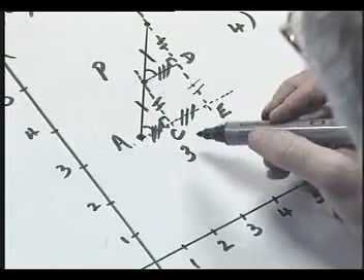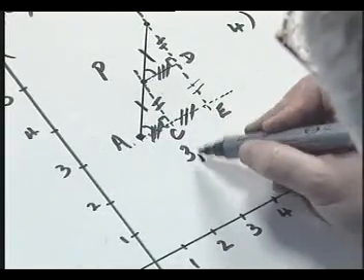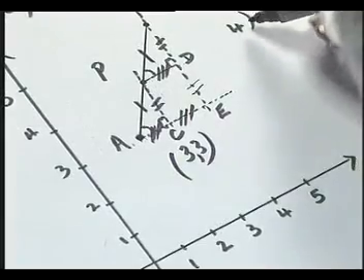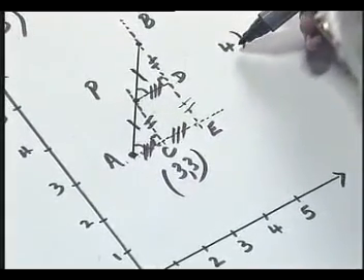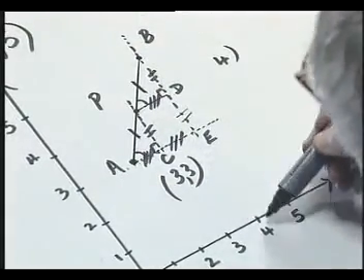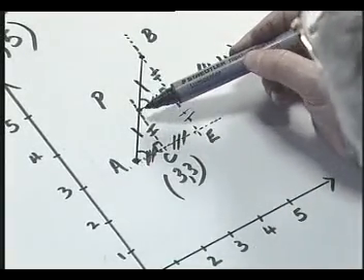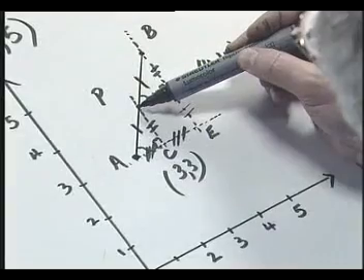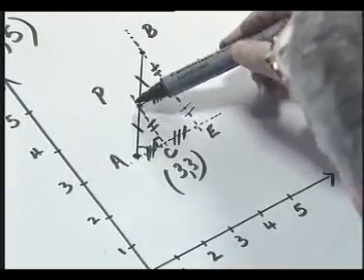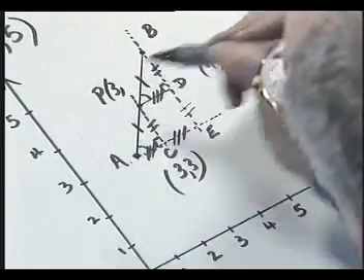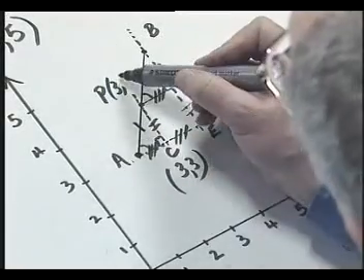So the x-coordinate is 3. At this point, we decided that the y-coordinate was 4. So now we can read off what the coordinates of point P are. P will have an x-coordinate of 3 and a y-coordinate of 4.